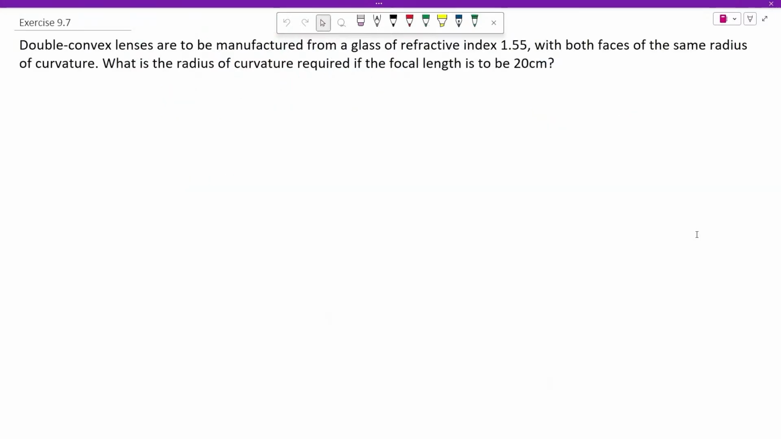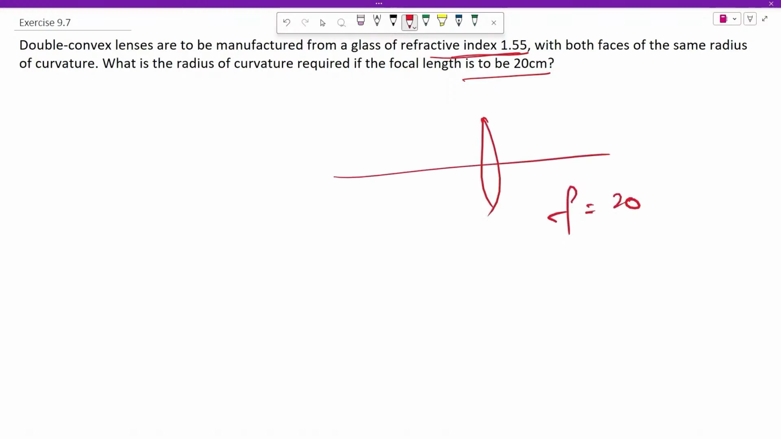The question is saying that we have to manufacture a double convex lens from glass of refractive index 1.55, and we have been given the focal length that is required, f equals 20 centimeter. Since we know the lens maker's formula, we'll be applying it here. We have to make a double convex lens of focal length equal to 20 centimeter.